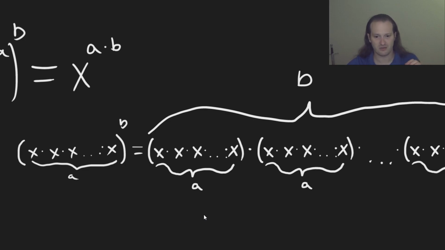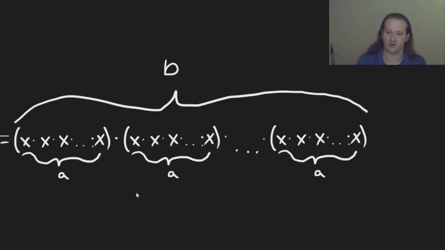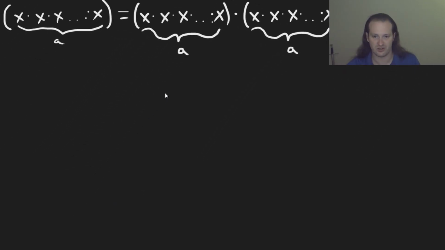Now, since everything on this baseline is x's multiplications, we can drop the parentheses. I'm not going to write all that out. It's just going to be a bunch of x's multiplied together. How many x's in each blob? A. How many blobs of those do we have? B. That sounds like multiplication. We have b blobs. Each blob is worth a x's. That's where the shortcut comes in. X to the a times b. Can always go back to the definition.